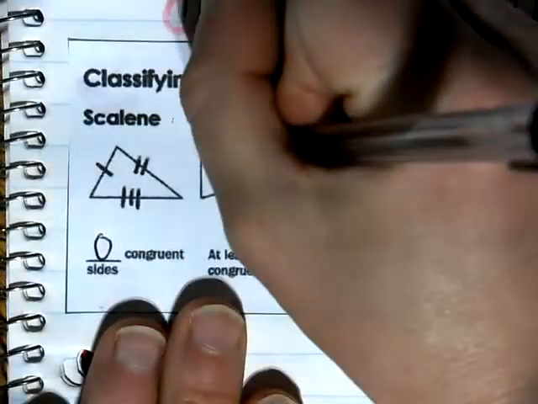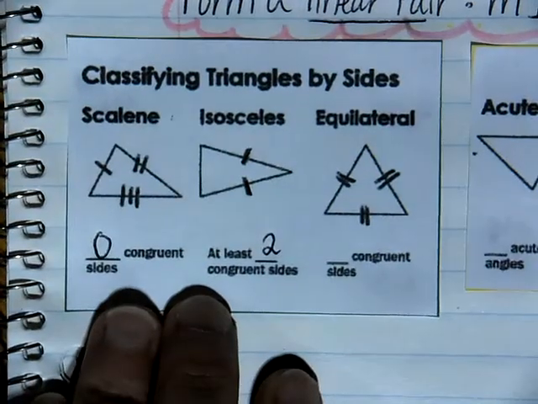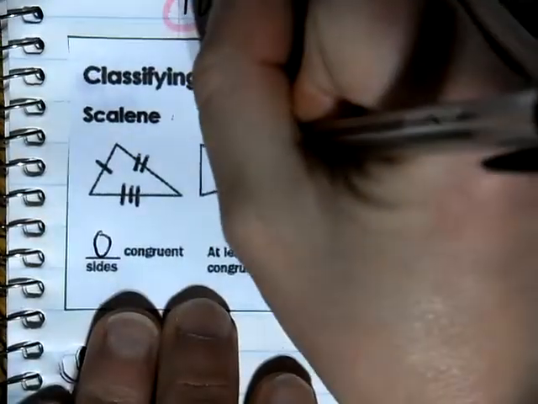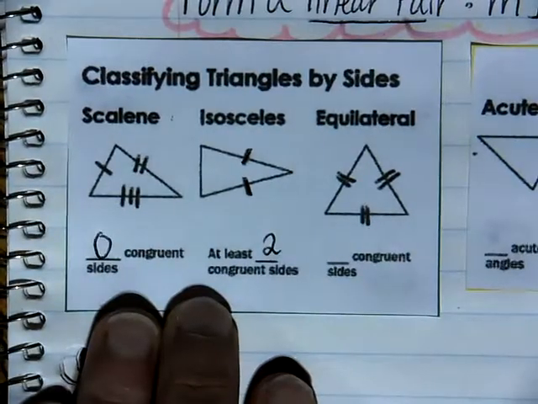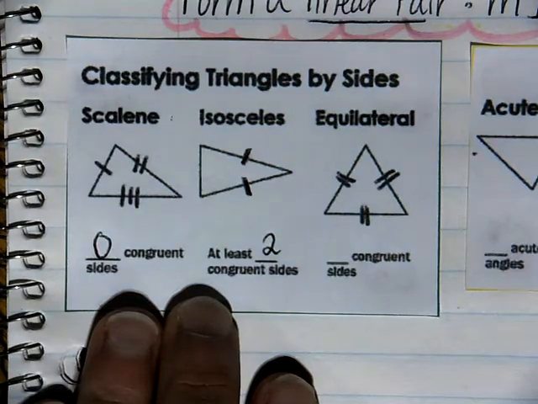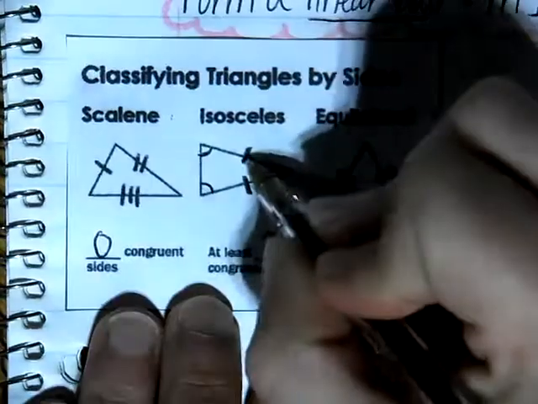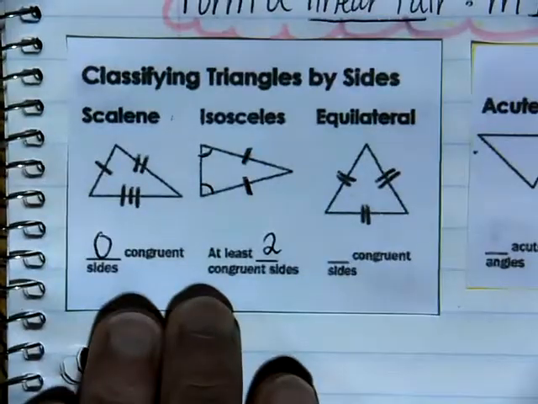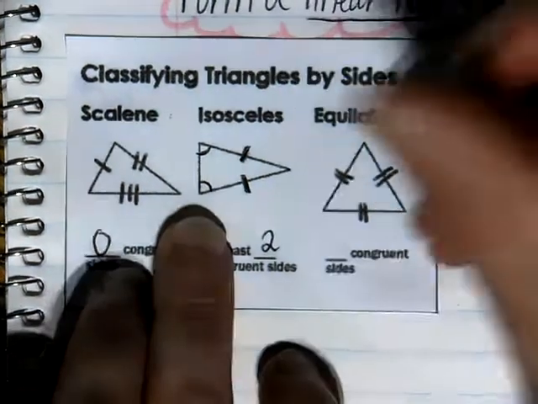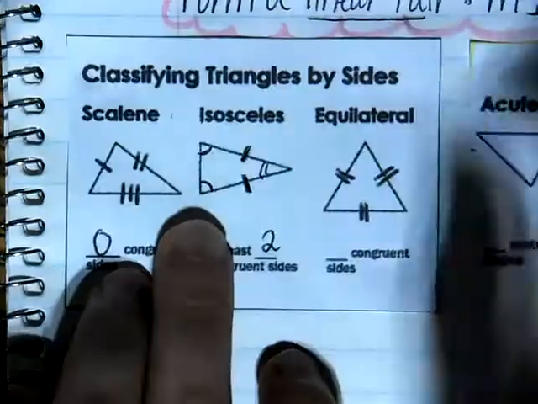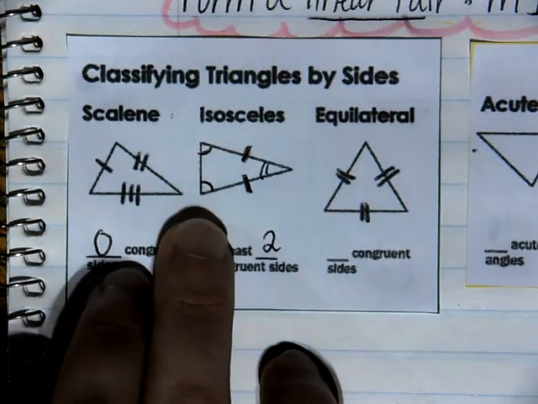Isosceles triangles means that you're going to see that at least 2 of the sides are considered congruent. You'll notice that they have the same tick marks. And what's really cool about isosceles triangles is that the base angles, the angles that are across from the sides that are congruent, the base angles are also congruent. The other angle will not be the same. So that's kind of a cool thing about isosceles triangles.